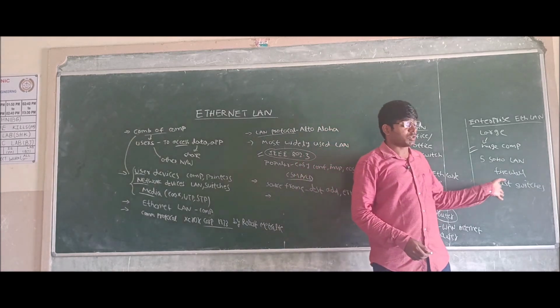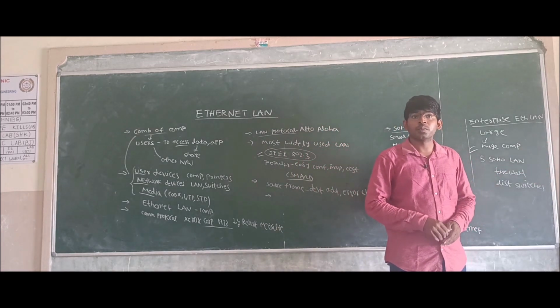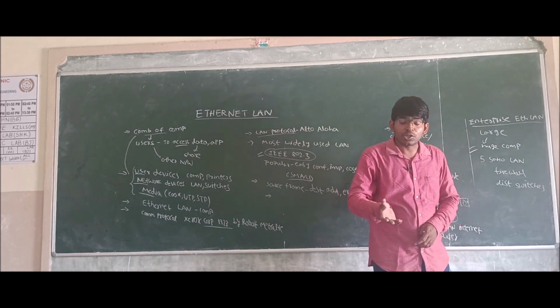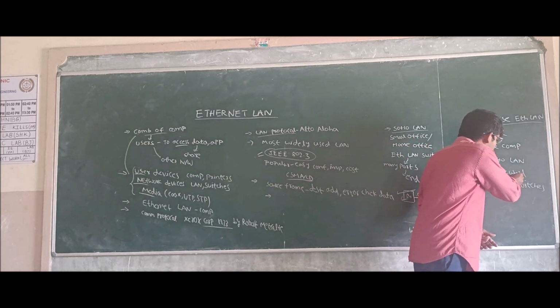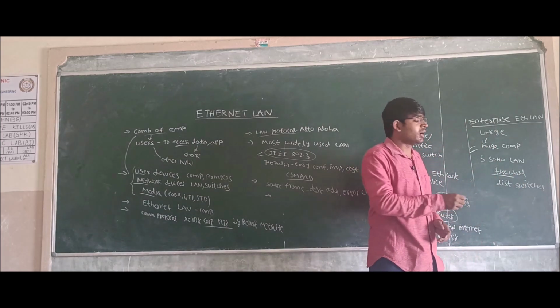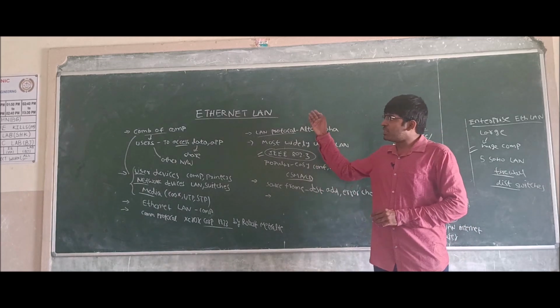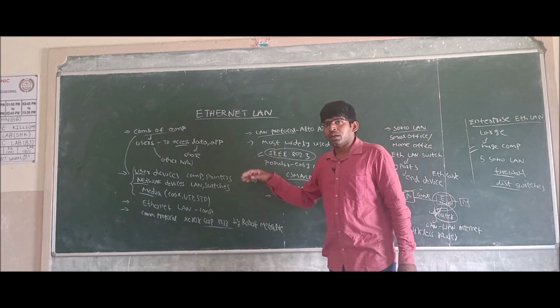But when you are expanding your network and more devices are connected, we require security. That's why we are using a firewall, and also we are using distribution switches. This is about the Ethernet LAN.